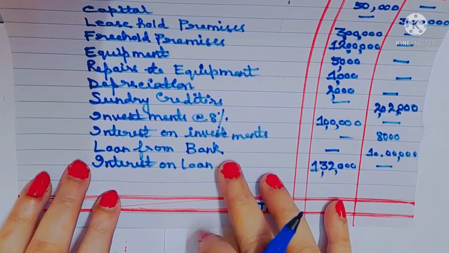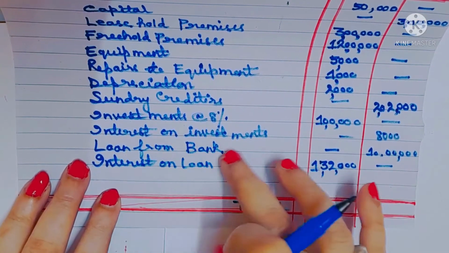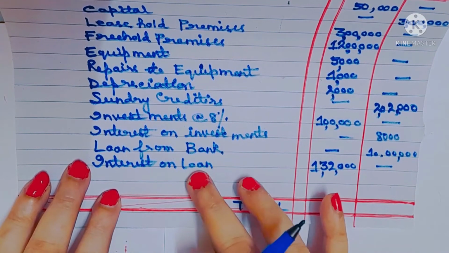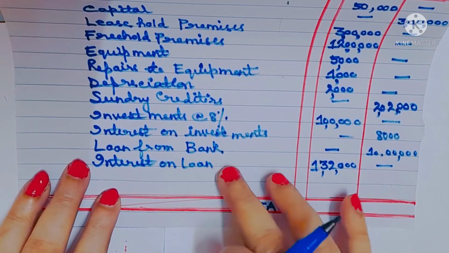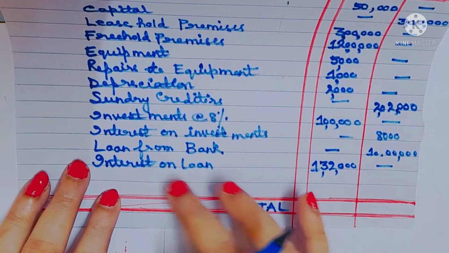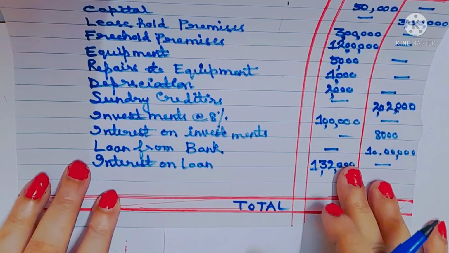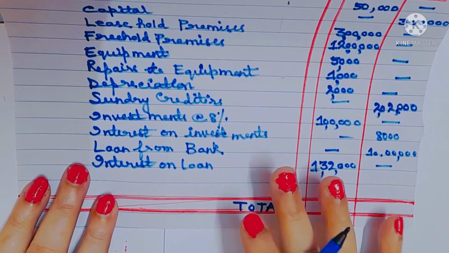Here, when you're taking a loan from the bank, you have to pay interest. So interest on loan is an expense for the business. So interest on loan will be debited. Understood? Let's see the next account.